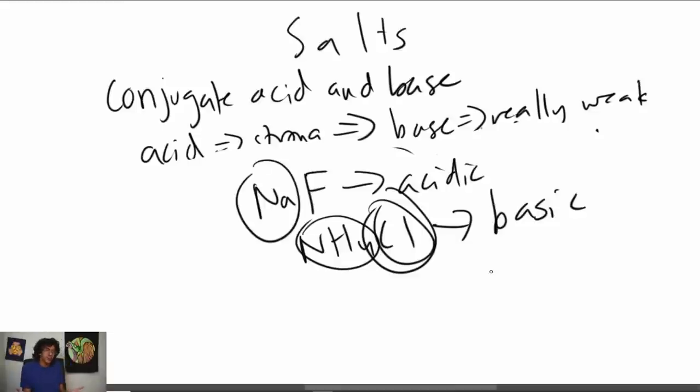Now, if both of them come from strong acids, it's just neutral, right? It doesn't do anything. And if both of them come from weak, then you can't really tell, right? Because they're different levels of weakness.